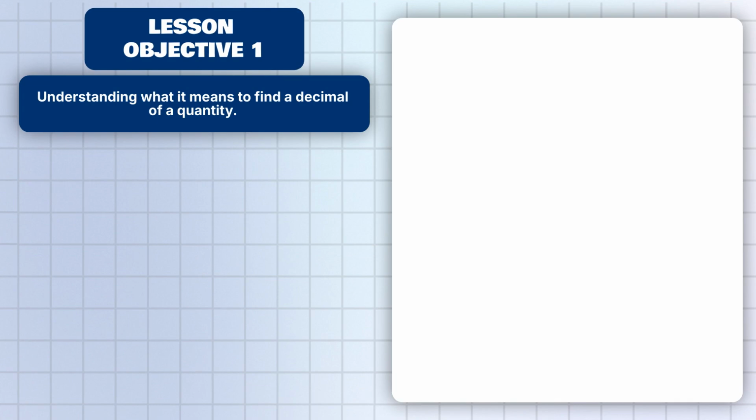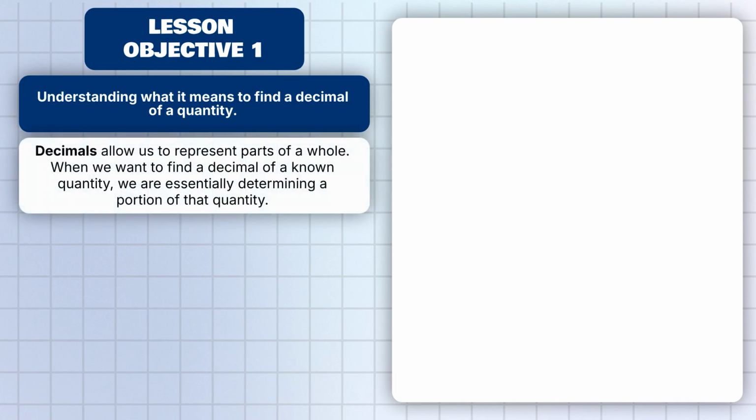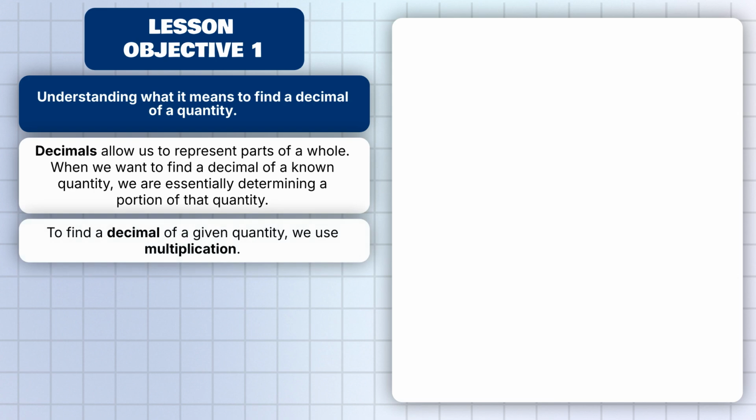Just like with fractions, decimals allow us to represent parts of a whole. When we want to find a decimal of a known quantity, we are essentially determining a portion of that quantity. For instance, finding 0.5 of a quantity means we want to know what half of it is. To find a decimal of a given quantity, we use multiplication.